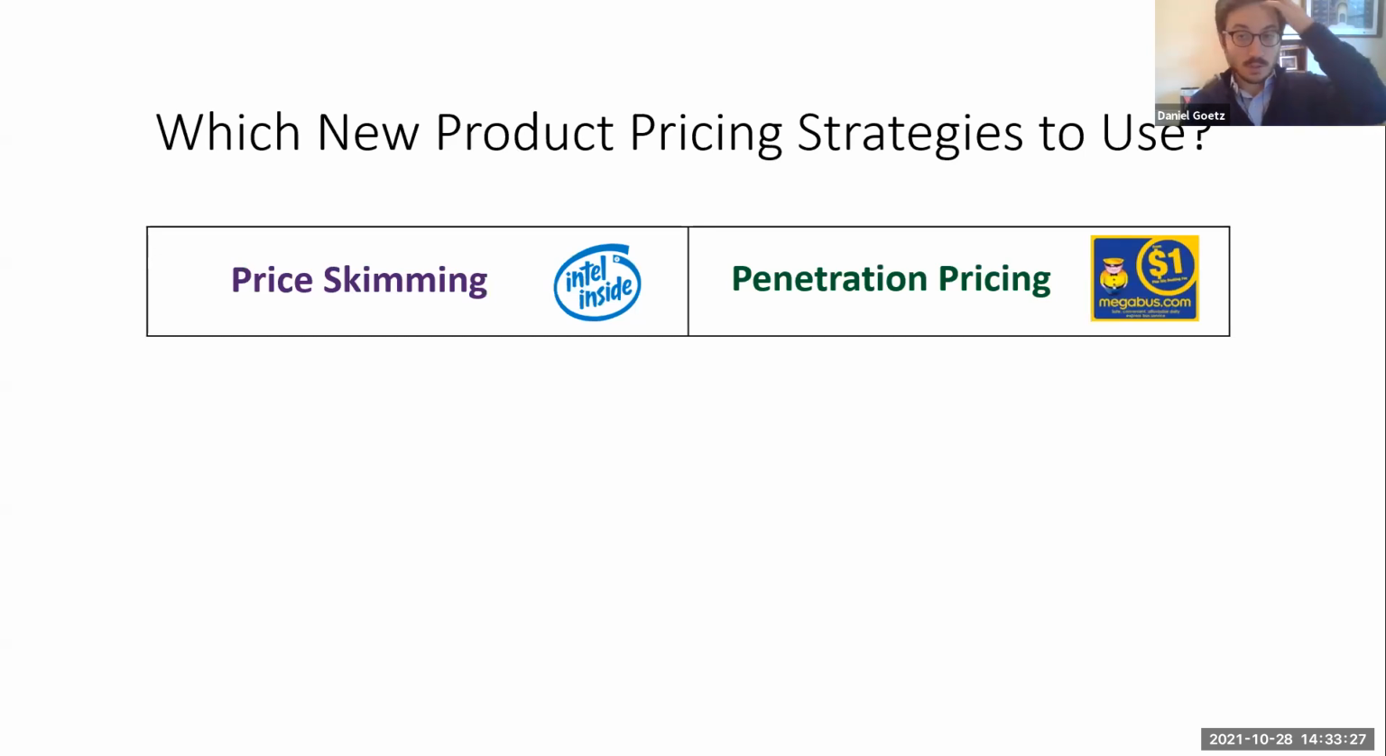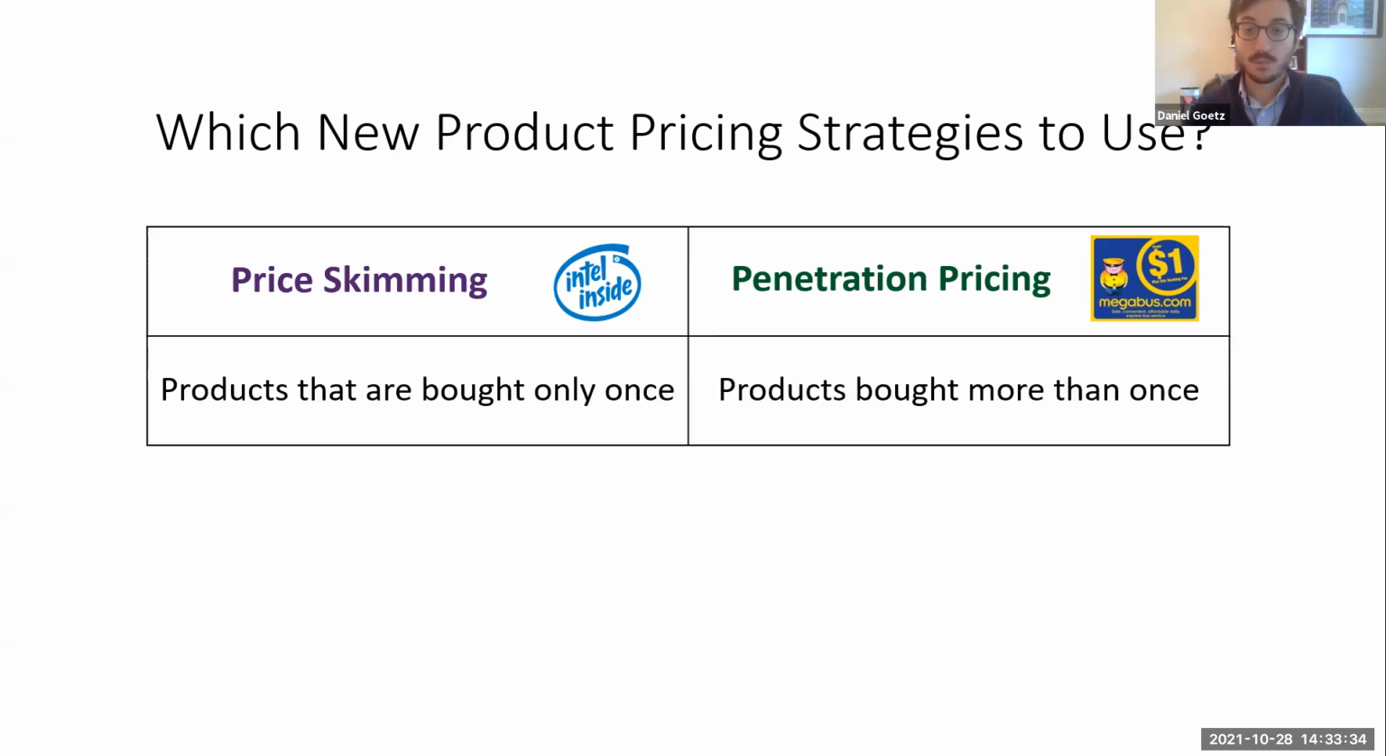So which product pricing strategies to use? There's the reasons that we talked about already, the cost and demand side things. But there are some additional reasons you might go one way or the other. Price skimming is often used for products that are bought only once, whereas penetration pricing is often used for products that are bought more than once.